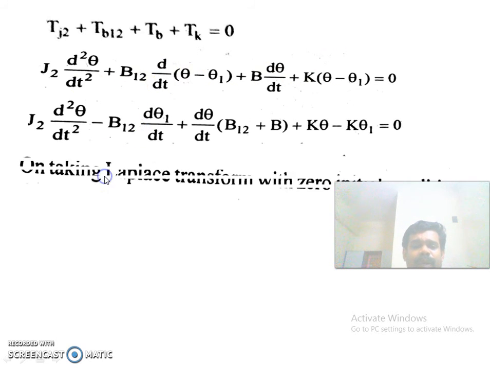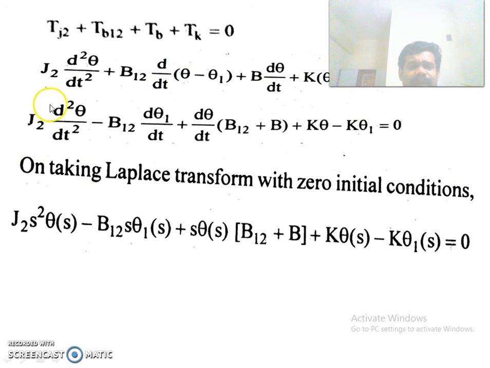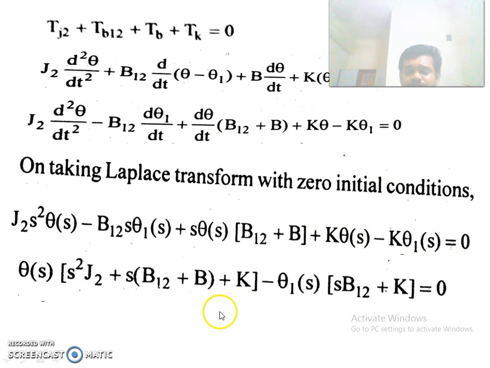So we get J2 into s square into theta of s, minus B12 into s into theta 1 of s, plus s into B12 into theta of s, plus B into s into theta of s, plus K into theta of s, minus K into theta 1 of s. From this we take theta of s common and theta 1 of s common.